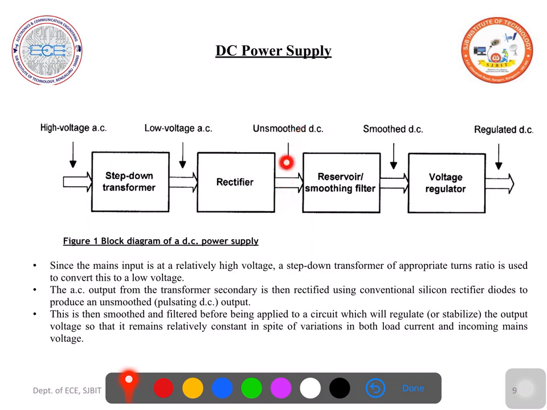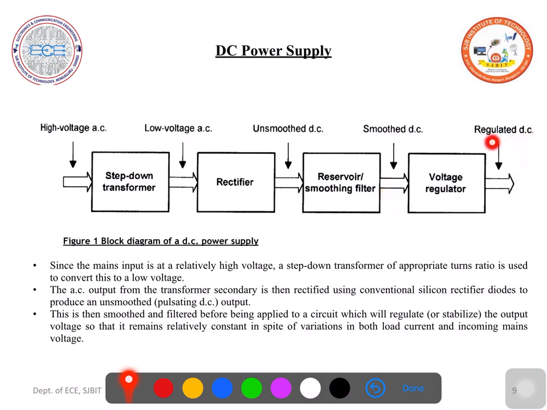This unsmoothed DC is applied to a reservoir or a smoothing filter. Usually a capacitor is used as a reservoir filter or smoothing filter. This will smooth the DC, that means the ripple will be reduced to a very small value.